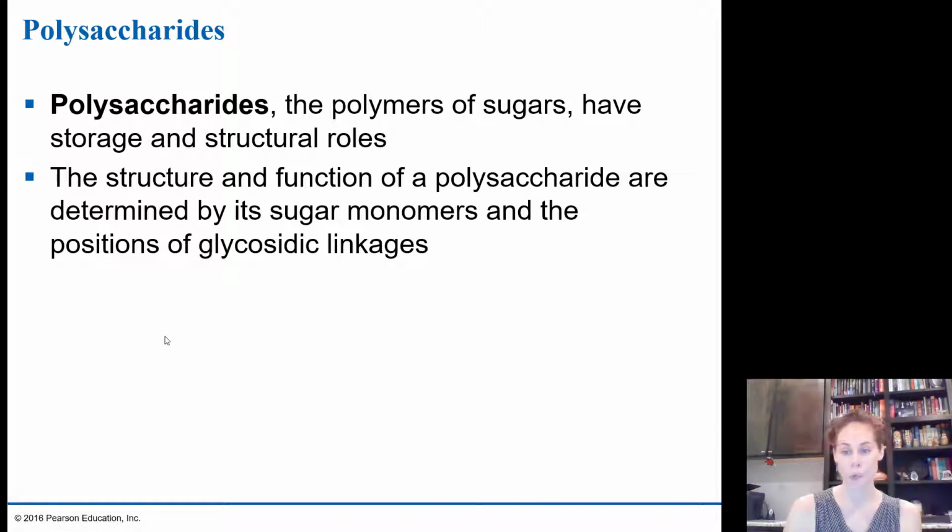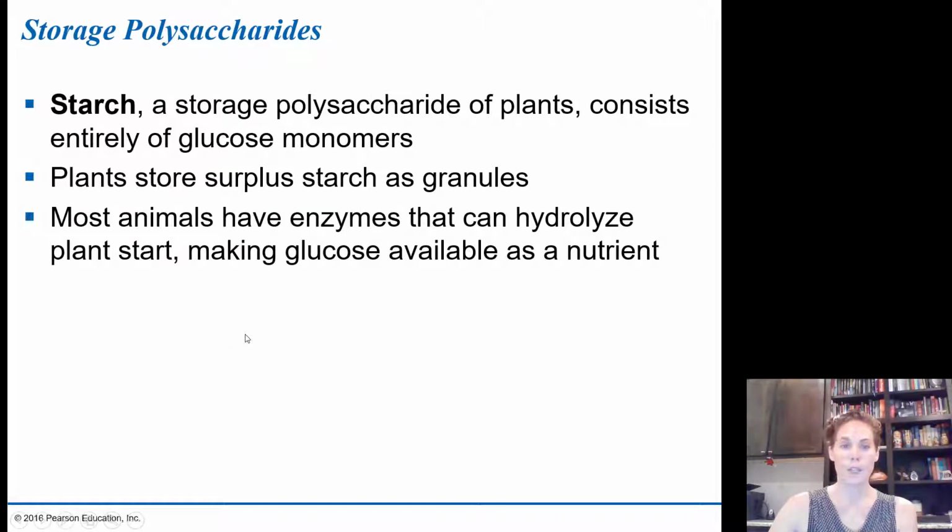Polysaccharides are the polymers of sugars. We've said this a million times before, and they have storage and structural roles. So polysaccharides are going to have a lot more energy storage than a simple monosaccharide. It takes a lot more to break them apart to provide us with more energy. The structure and function of a polysaccharide are determined by its sugar molecules and the position of the glycosidic linkages.